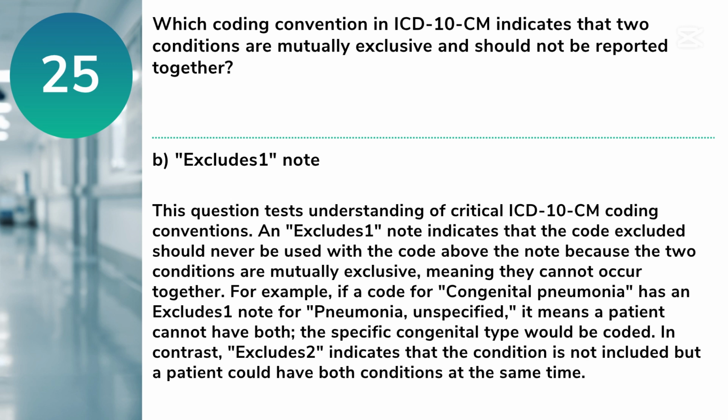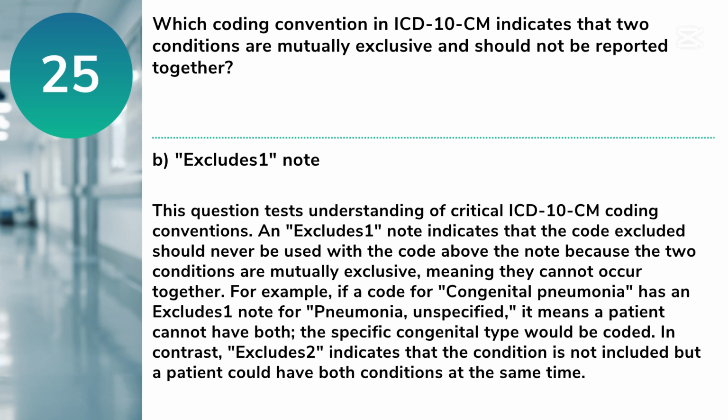This question tests understanding of critical ICD-10-CM coding conventions. An Excludes 1 note indicates that the code excluded should never be used with the code above the note because the two conditions are mutually exclusive, meaning they cannot occur together. For example, if a code for congenital pneumonia has an Excludes 1 note for pneumonia, unspecified, it means a patient cannot have both. The specific congenital type would be coded. In contrast, Excludes 2 indicates that the condition is not included but a patient could have both conditions at the same time.